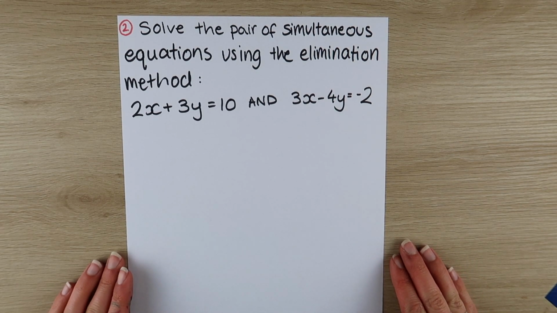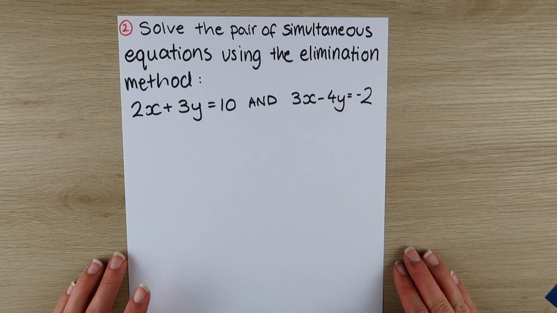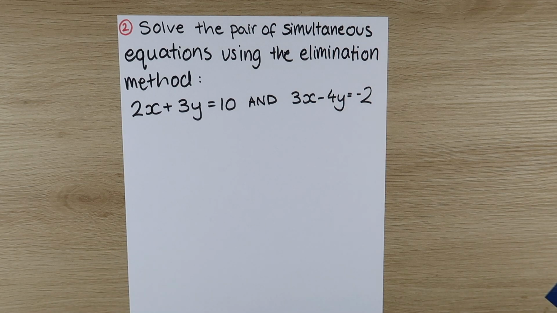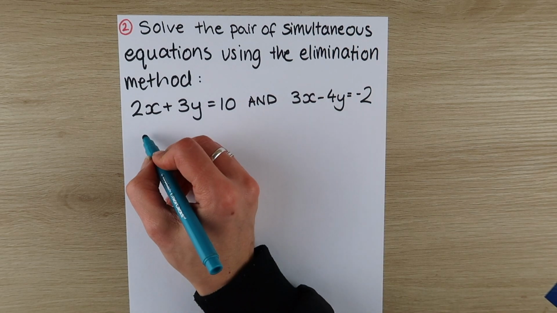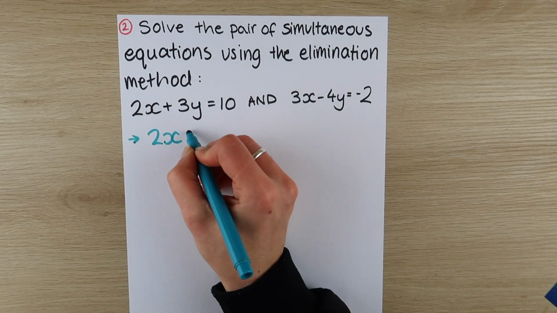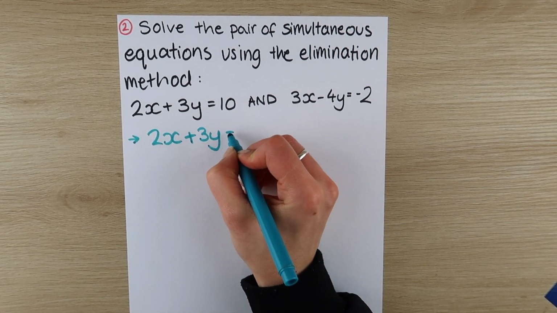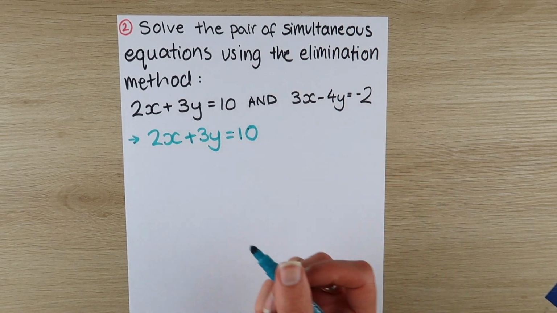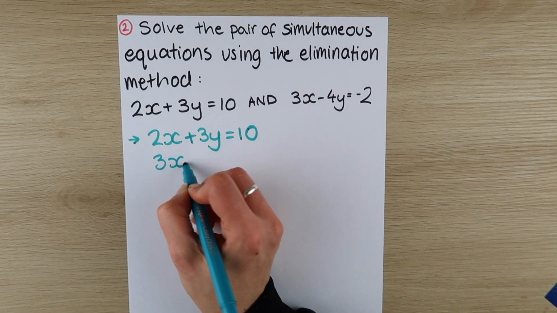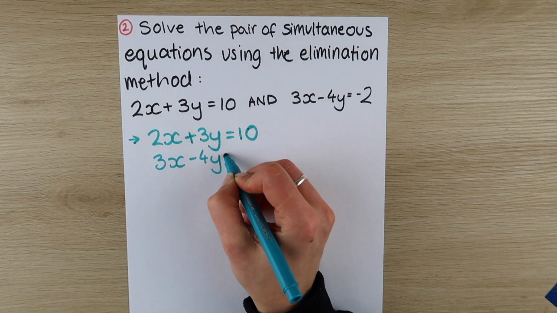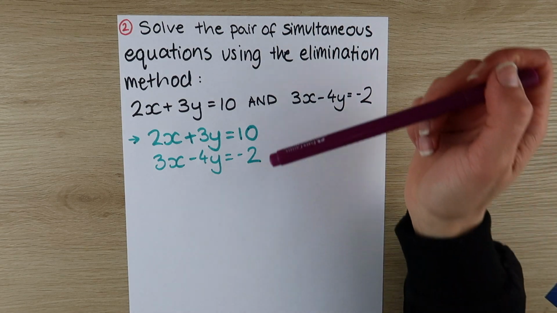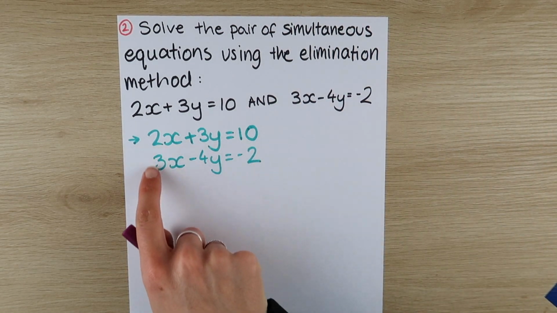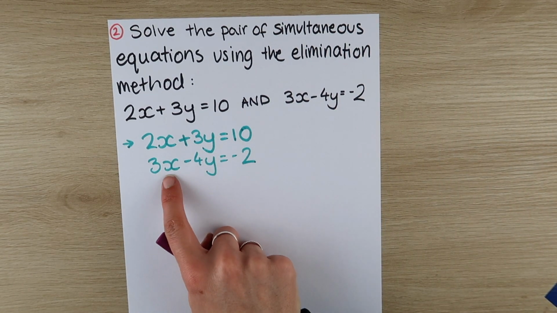This second example using the elimination method is slightly harder. I'm going to start using the exact same process where I write each of my equations above each other. 2x plus 3y is equal to 10, and 3x minus 4y is equal to negative 2. Now you'll notice that in this particular case, none of my coefficients are the same as each other.